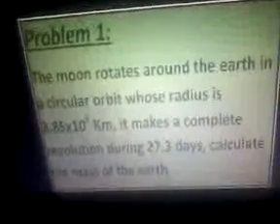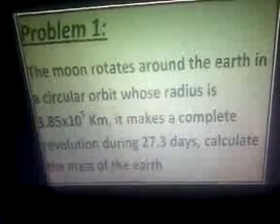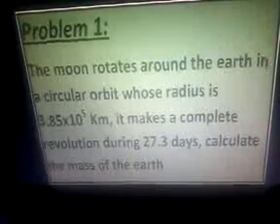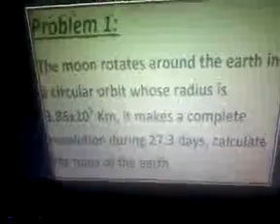And now, let's solve the first problem. Problem number 1. The moon rotates around the Earth in a circular orbit whose radius is 3.85 times 10^5 kilometers. It makes a complete revolution during 27.3 days. Calculate the mass of the Earth.